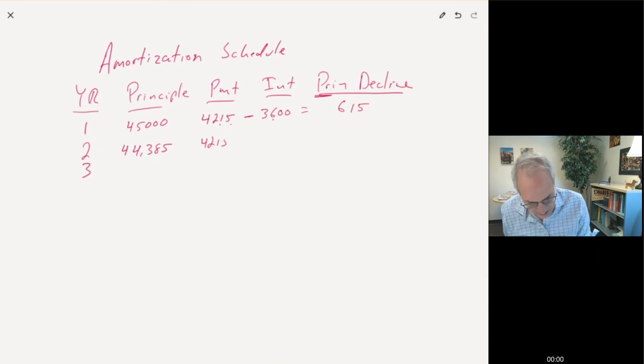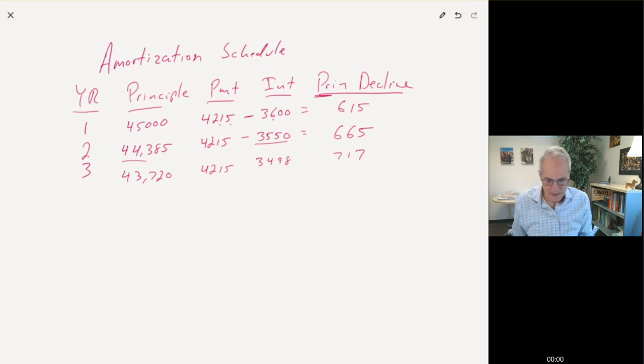Payment stays the same every year. What's going to happen to the interest? Up, down, or stay the same? Well, since you owe less money, the interest is going to go down. I'm just rounding these numbers off. It's going to be about $3,550. Therefore, this number is going to go up a little bit. And we're just going to do one more year here, just so you can kind of get the hang of it. Payment stays the same. Interest, because we're taking interest on the new principal part, $717. Okay, so this would go down to year 25.